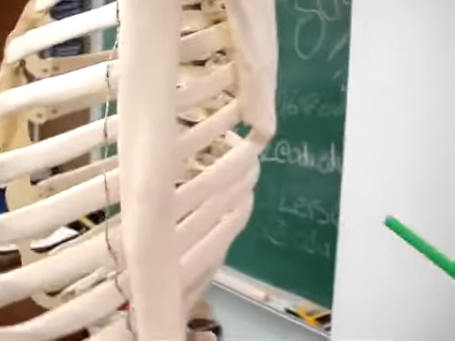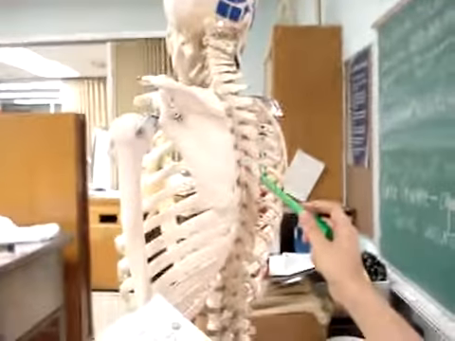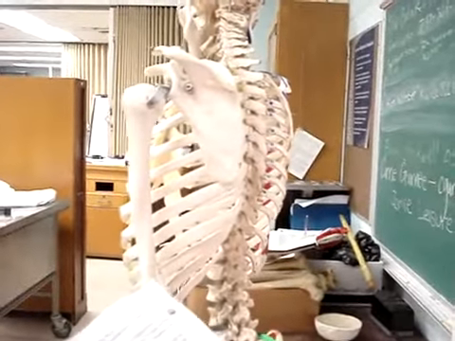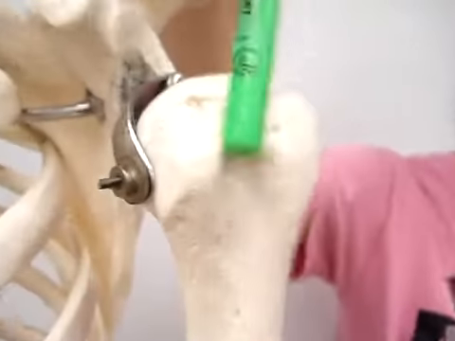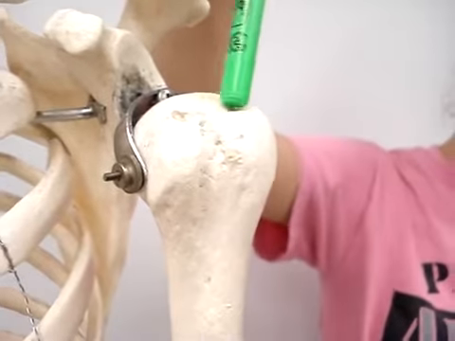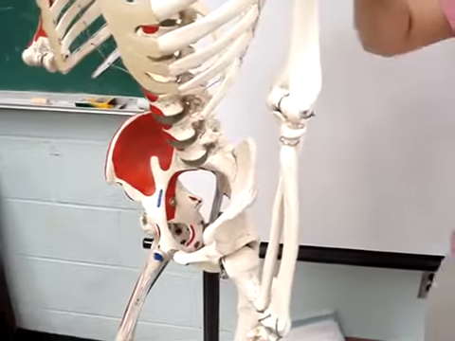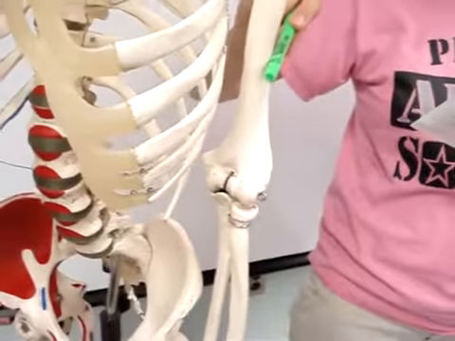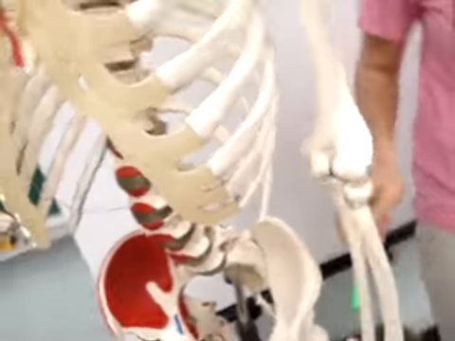Latissimus dorsi originates on thoracic 7 through lumbar 5 vertebrae, the sacrum, and the iliac crest. And it inserts on the groove in between the lesser and greater tubercle of the humerus. So the groove right there. The brachialis originates on the shaft of the humerus and inserts on the coracoid process of the scapula.